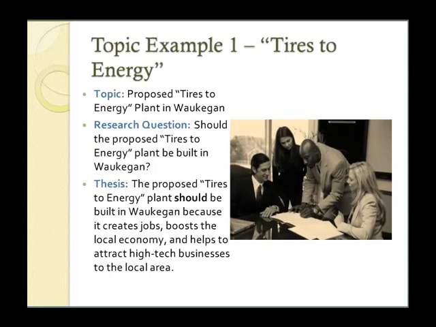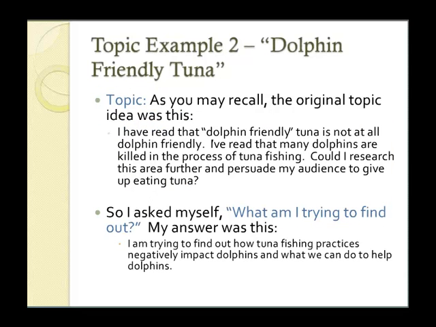This is an alternative possibility that argues the reverse. "The proposed tires-to-energy plant should be built in Waukegan because it creates jobs, boosts the local economy, and helps to attract high-tech businesses to the local area." This second example explores the topic of dolphin-friendly tuna.